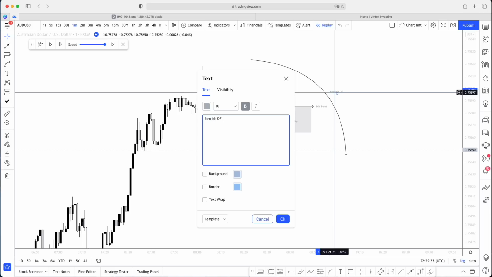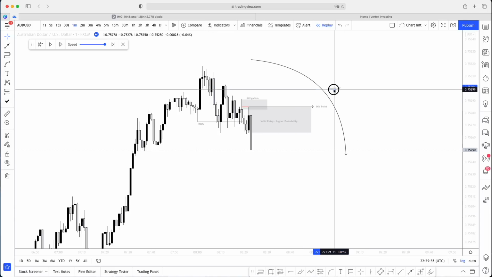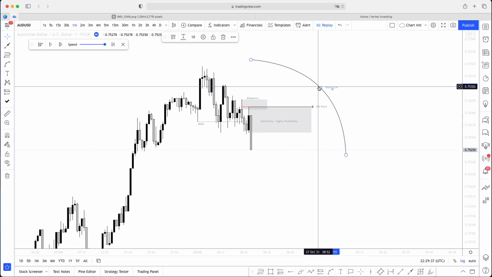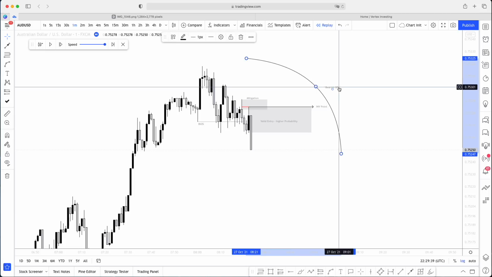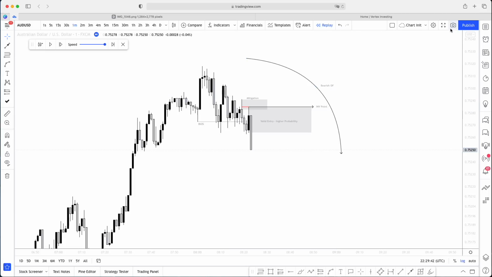Bearish of F. Again, I'm sorry, I'm trying to be as smooth as I possibly can, but I'm quite bad at TradingView, to be fair. Anyway, so we have bearish order flow.